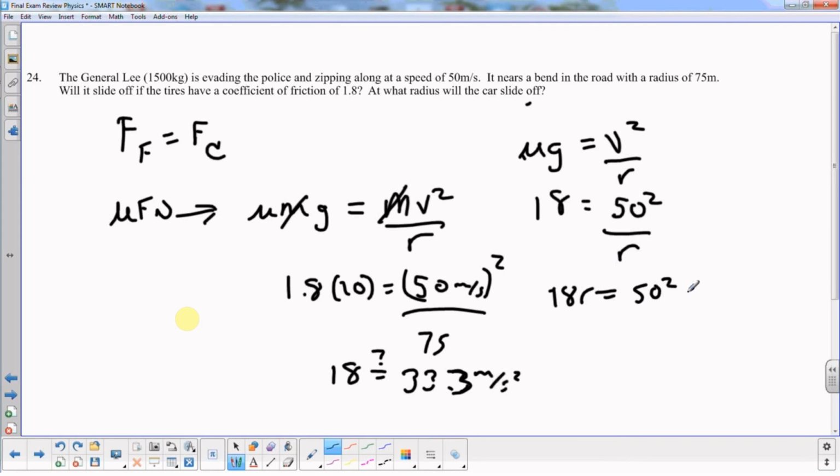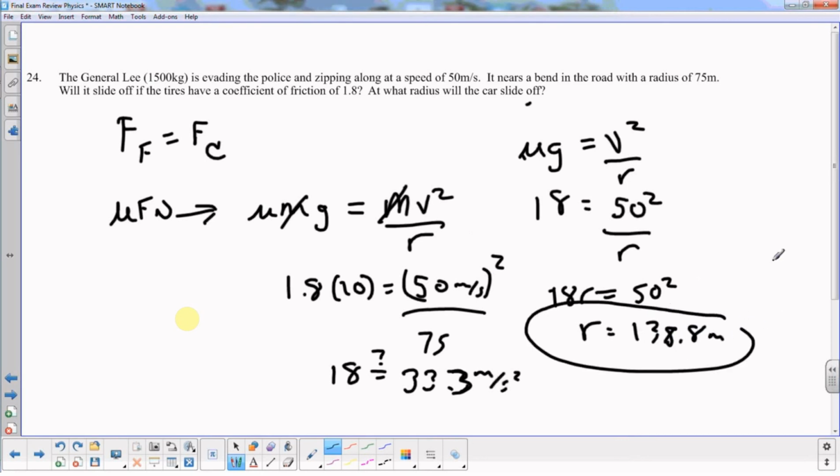Solve for r. So 50 squared divided by 18, that radius has to be 138.8 meters around, or in radius, in order for that car to not slide off with those tires on planet Earth with our gravity. Okay? And again, you could do this all by throwing the masses back in. The numbers will just get bigger, but the basic principle is the same.